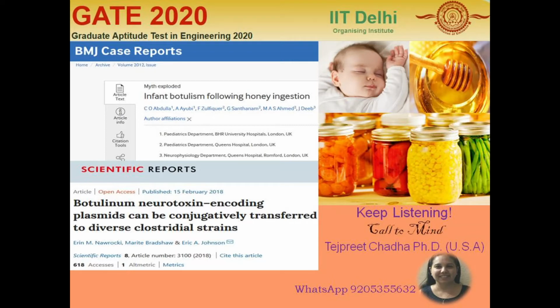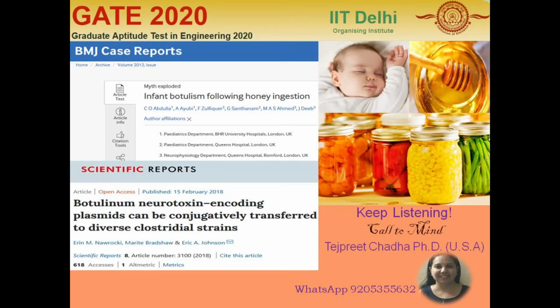There is a very good paper from 2018, an important research article in Nature, in Scientific Reports. They're talking about botulinum neurotoxin-encoding plasmids that can be conjugatively transferred to diverse Clostridium strains. So most group 1 Clostridium botulinum strains harbor botulinum neurotoxin genes on their chromosome, while some of them carry these genes on large plasmids.